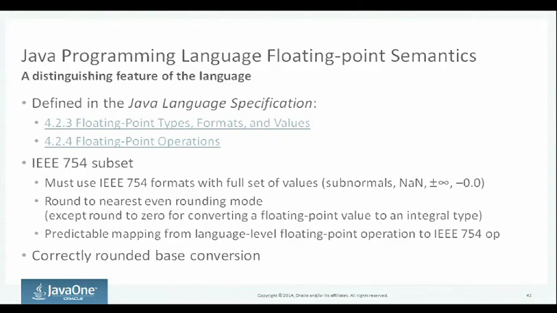Okay. What about Java, the programming language? The Java language specification does have a few sections that talk about the floating point semantics. They're short sections. They're relatively easy to understand. Much easier for me anyway than the inference stuff that's been added more recently. And what these sections require is a subset of IEEE 754. So you have to use the IEEE 754 formats. You have to have the full set of values all the time. The subnormals, infinities, nans, minus 0, all that has to be taken care of. With one exception, you always have to use the round to nearest even rounding mode. So that's the rounding mode that's simplest that we saw earlier. And the base conversion is specified to be correctly rounded.